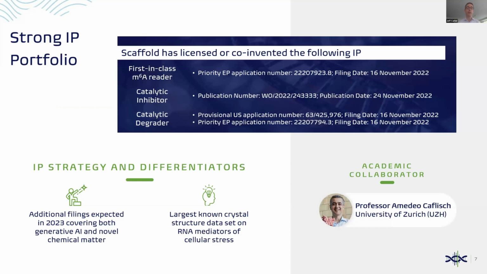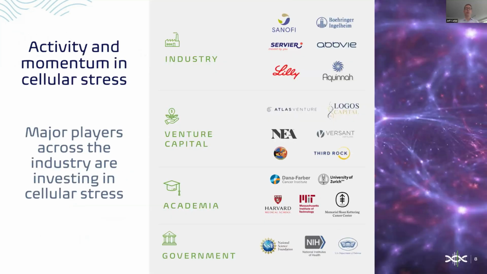So we do have robust IP for everything that we're doing. Our lead program, we licensed from the University of Zurich. We really like the work that they're doing on this set of targets that we're investigating. And so we also have multiple sponsored research programs going on with that lab. And the subsequent patents that have come out are co-owned by Scaffold and co-invented by Scaffold. And the balance of this year will be filing our own independent IP, both in the technology space and also in the chemical matter space. So there's a lot of activity right now in cellular stress.